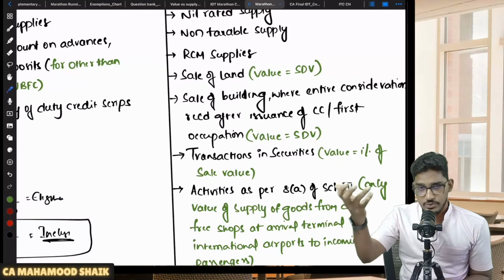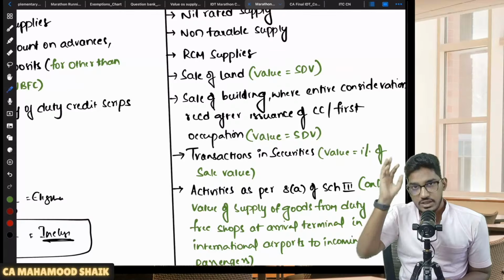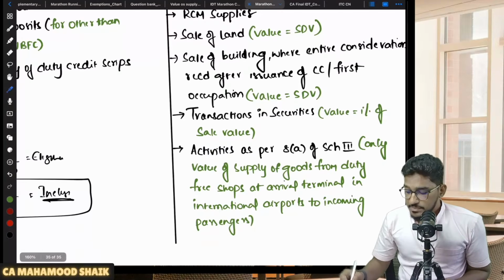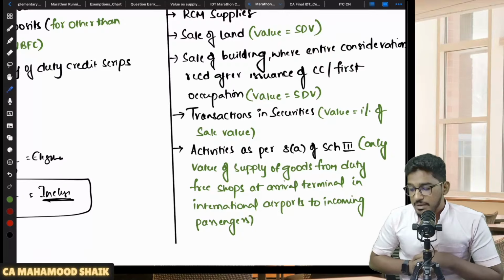You would have sold the securities, no? Out of the entire sale, take 1%. That 1% you include in the exempt supply. Then, activities as per para number 8A of Schedule 3. Sir, what is this, activities as per para number 8A?